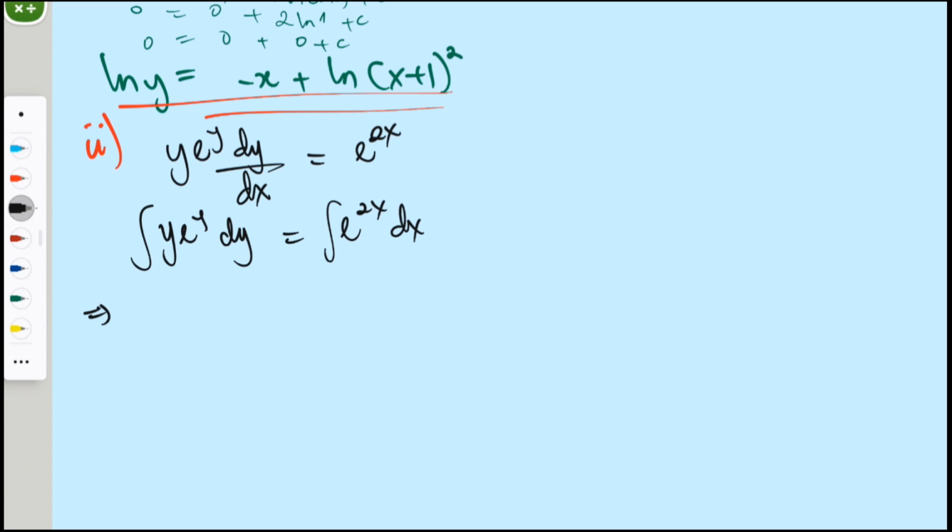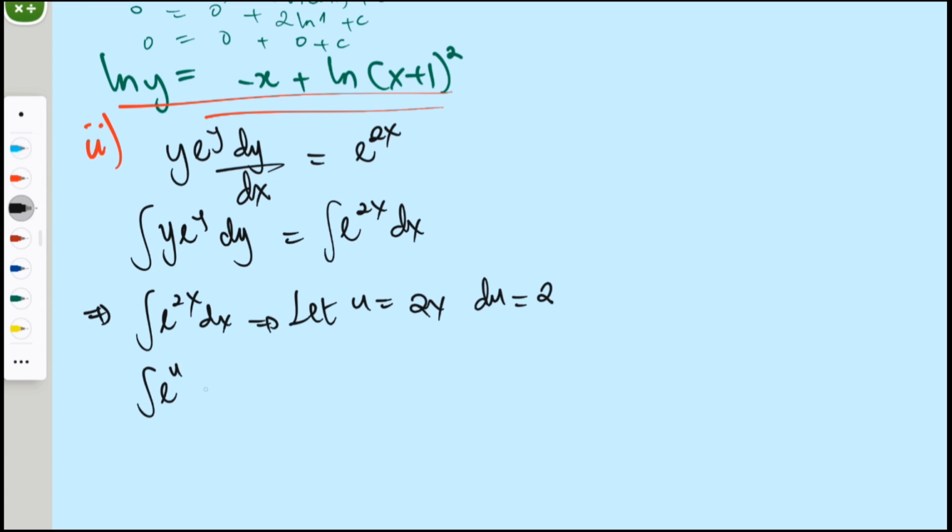So the integral of e to the power 2x, we're going to let u be 2x, so that the derivative of u would be 2. And then this would be the integral of e to the power u dx.